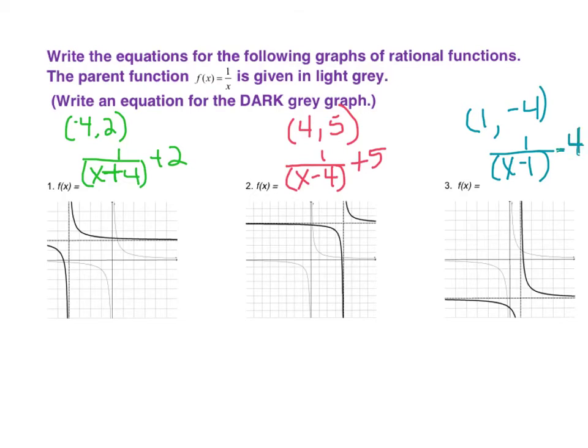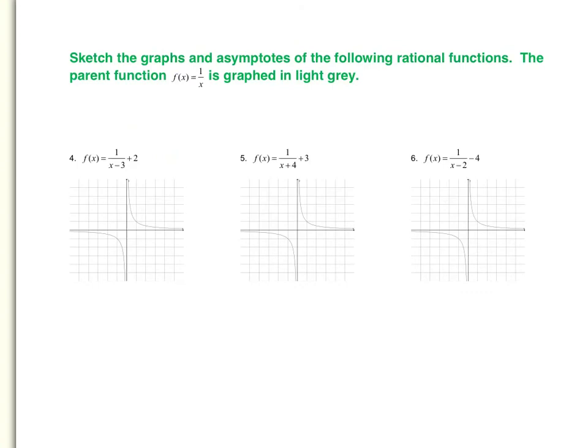So how'd you do on that one? Now let's move on. Just like on the last page, the parent rational function has been sketched in with light gray, and that's just to help give us a point of reference while we're learning how to do this. Okay? First, we need to determine our h and k values so that we can determine the intersection of our asymptotes.